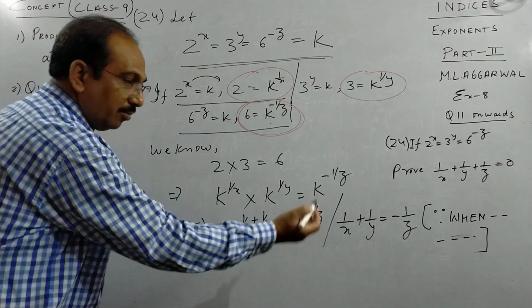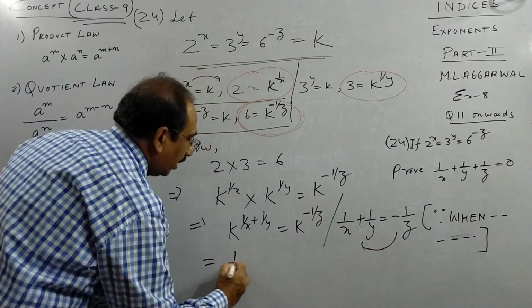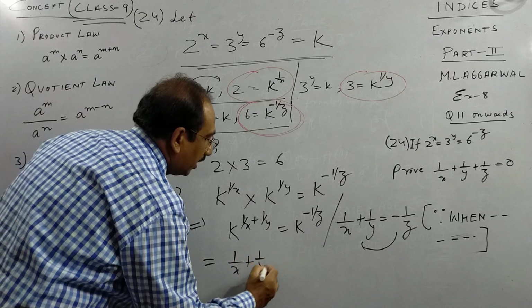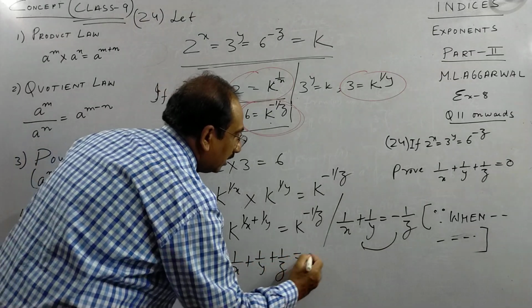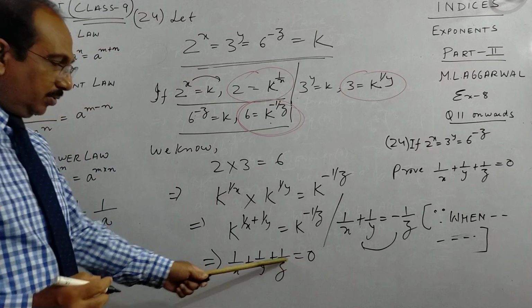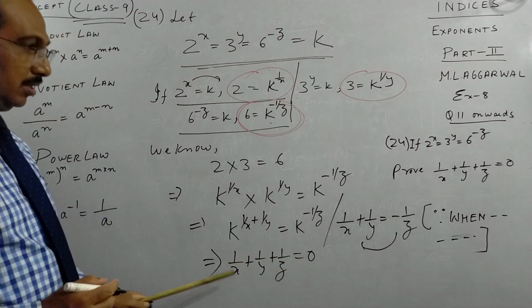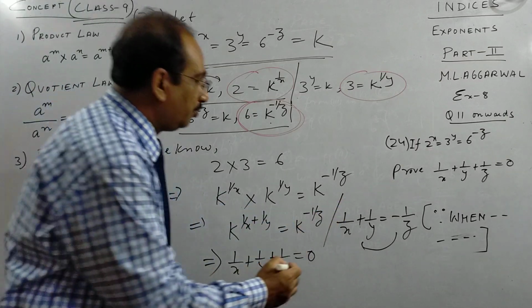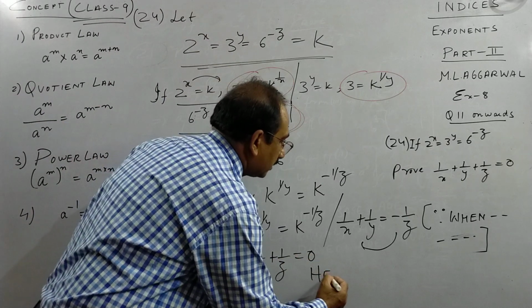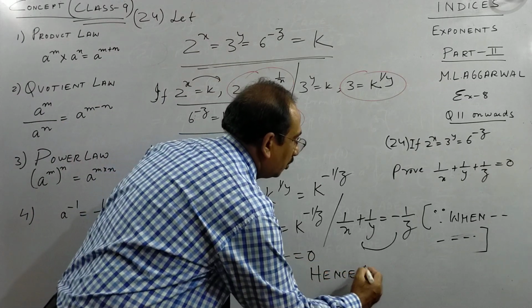So last part, bring this to this side. 1 by x plus 1 by y plus 1 by z is 0. So where equal to is there, you put the implies sign here. So this is what we had to prove. So you write hence proved.